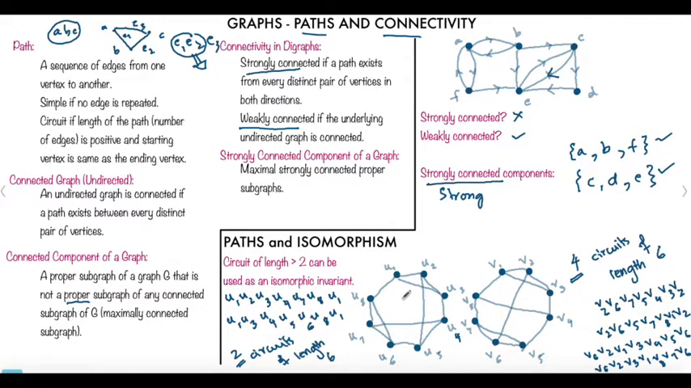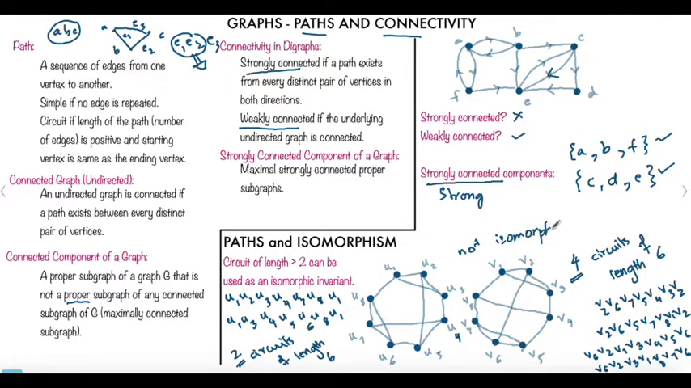4 circuits of length 6, but here we have only 2 circuits of length 6: U1, U2, U3, U4, U7, U8, and U1. And the other one is U1, U3, U4, U5, U6, U8, and U1. So these are only 2 circuits. So this means they are not isomorphic.